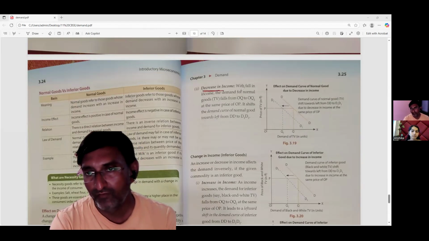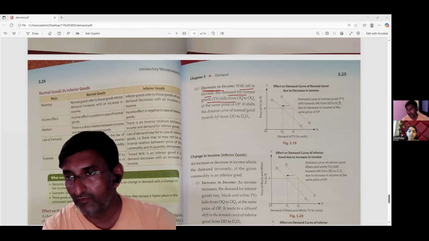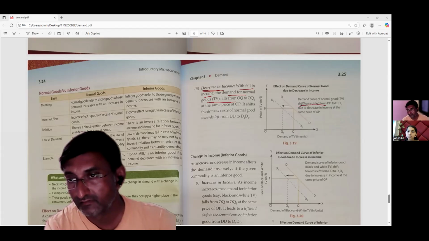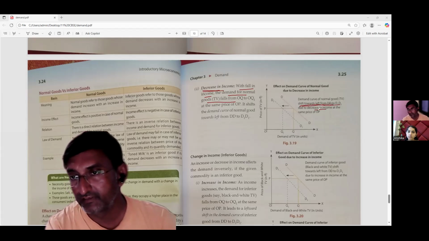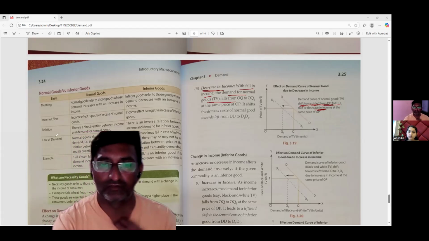Decrease in income: with a fall in income, demand for normal goods falls. So the demand curve for normal goods shifts towards the leftward side, just due to the decrease in income. So you can keep in mind only these point keywords.